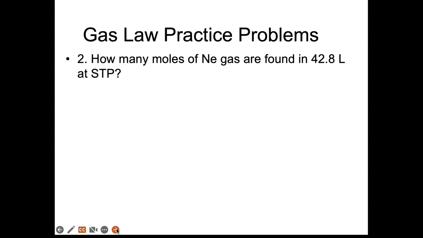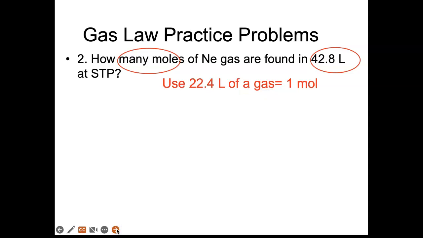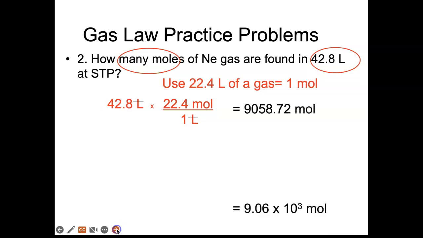All right, here's another one. Great time to pause the video and see if you can figure out how many moles. And so for this one, because all you've got is liters, you've got to use that 22.4 liters of a gas is 1 mole. And so then you can get your moles very simply and round to 3 significant figures.